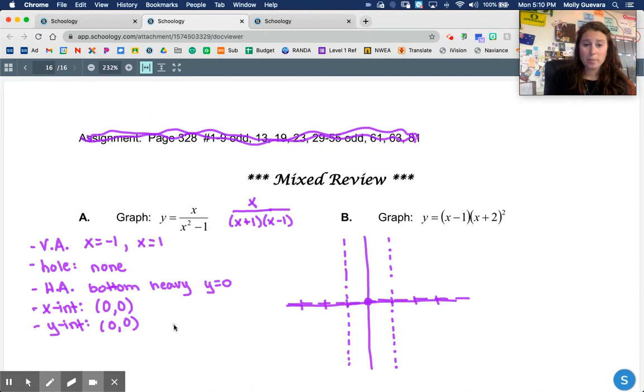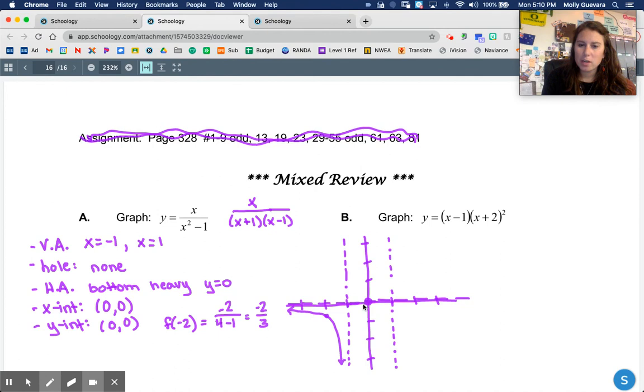So I'm gonna plug in, let's do -2, since that's a pretty easy number out here. If I plug in -2, I get -2 on top, and then -2 squared is 4, so 4 minus 1. So I get -2 over 3, which, let's just say is -2/3, which is down here. So that's enough to let me know that my graph is approaching my asymptotes below the x-axis there.